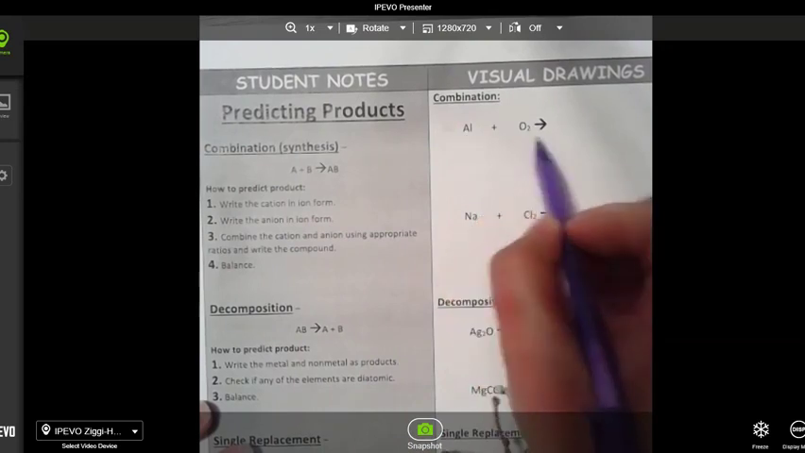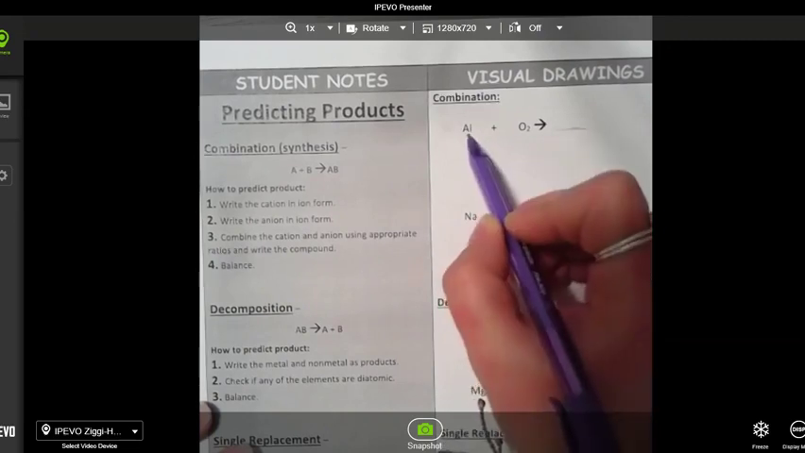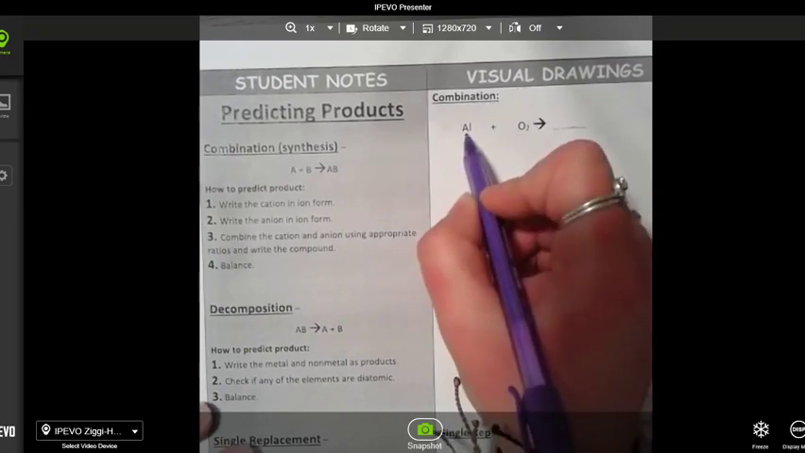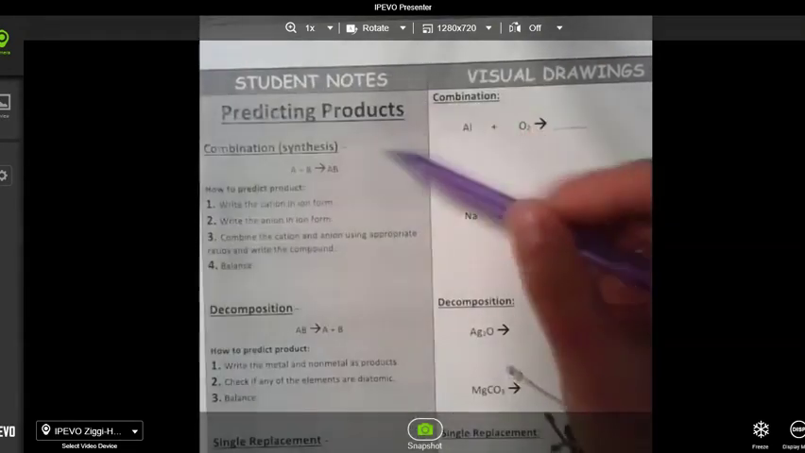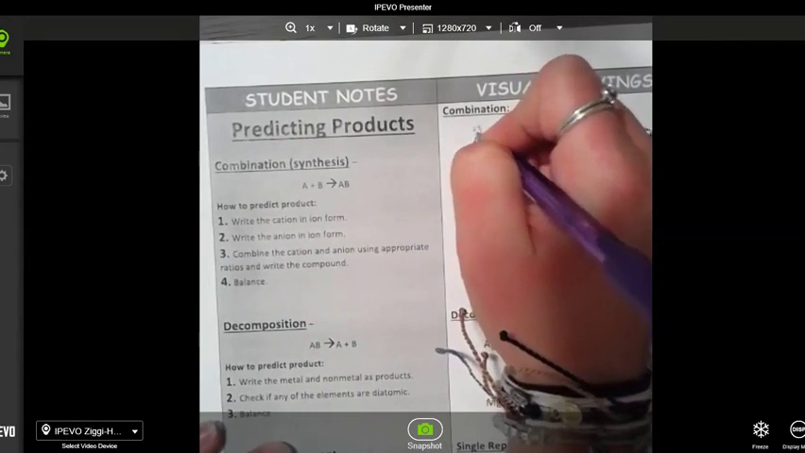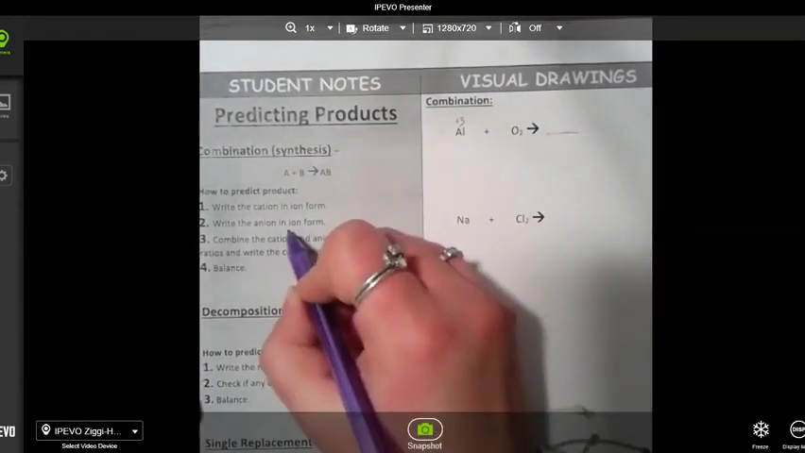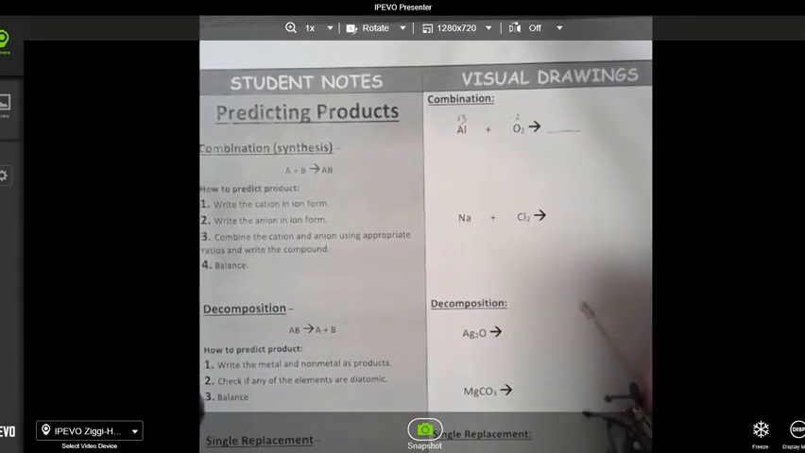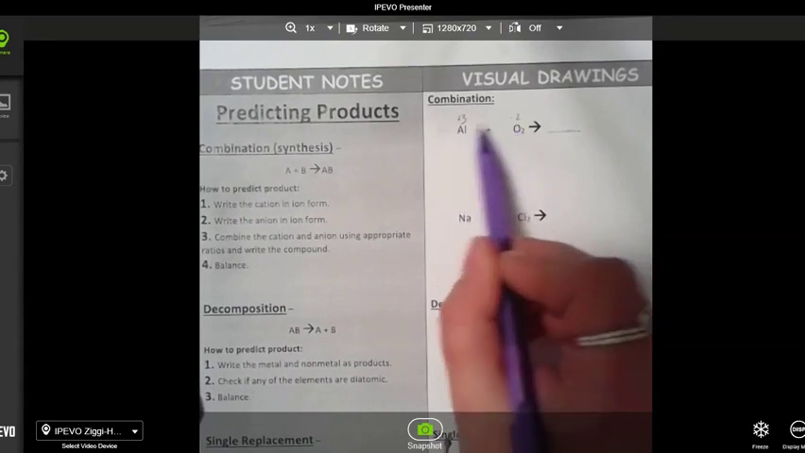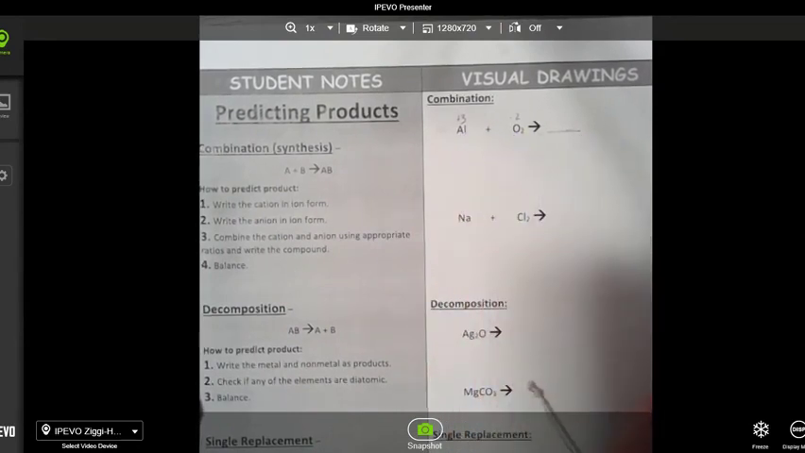So we have a metal and a nonmetal here. We have aluminum and oxygen. We know that these two are going to combine to form one compound. So we need to write the cation, and the cation for aluminum on our periodic table is Al plus 3. And then we need to write our anion in ion form, which is O minus 2. Basically, you're going to take the two charges that come from aluminum and oxygen and put them together over here as the product.